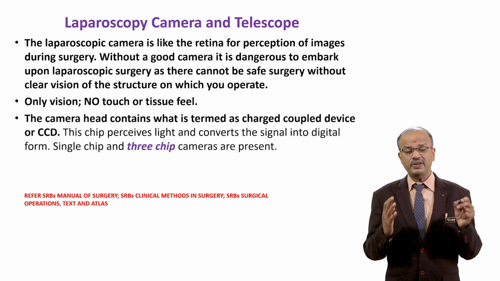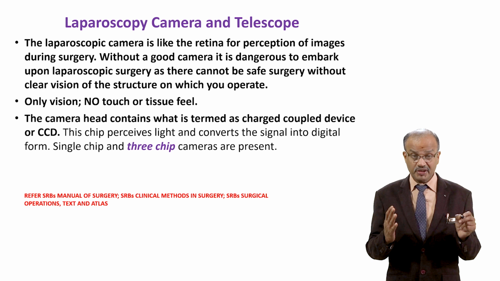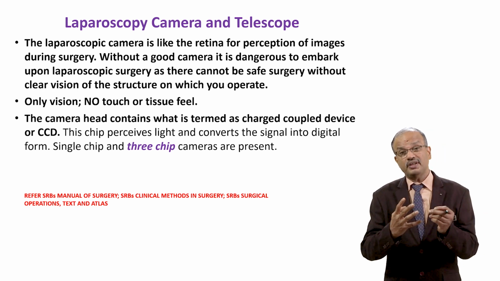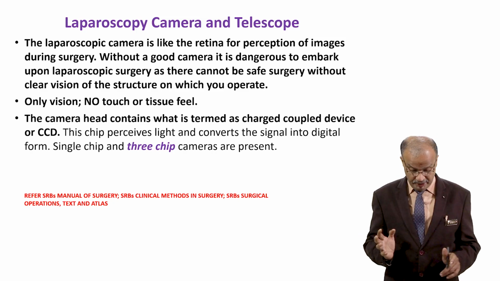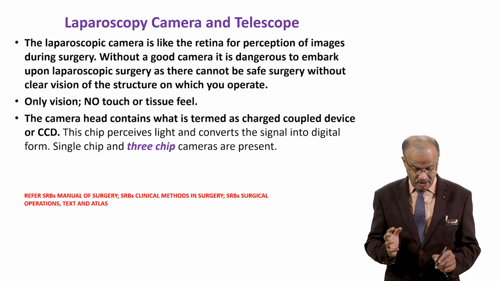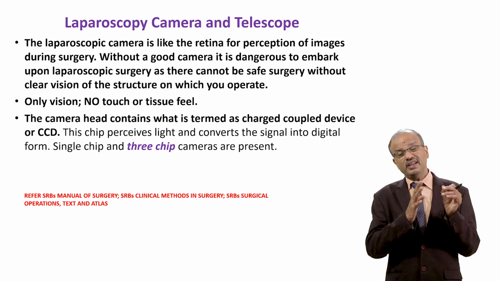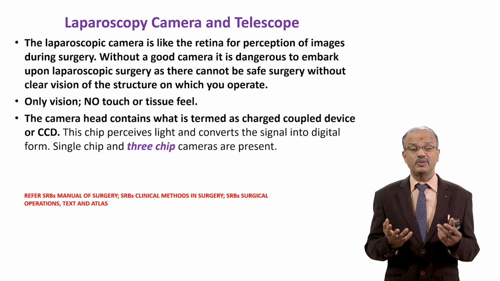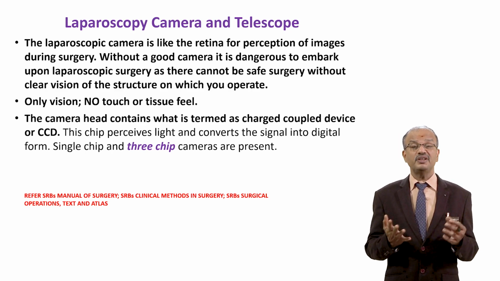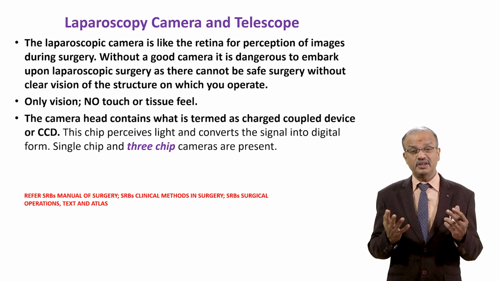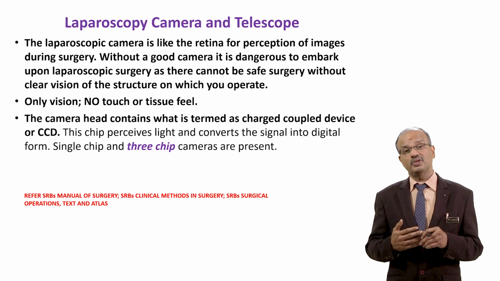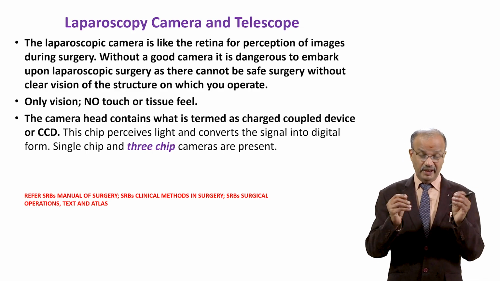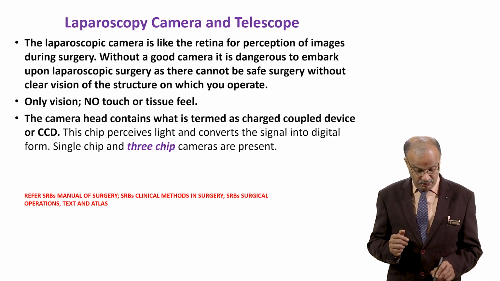So the camera head is called a CCD, charge-coupled device, where it perceives the light, perceives the image, then transfers the image to the monitor. So this 3-chip camera is very, very important. In olden days, when laparoscopy initially came into the picture, we used to use single chip cameras, cheaper also. But the clarity of image is not adequate. Now of course, 3-chip camera, where red, blue, and other colors are properly segregated and put into a proper image.